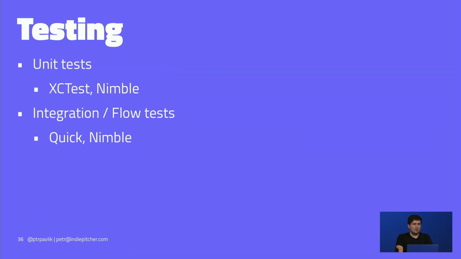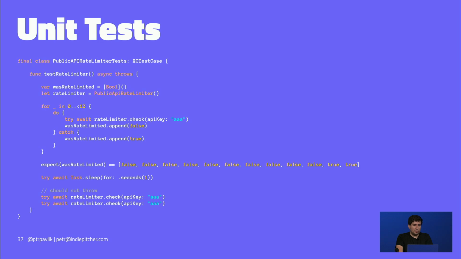And testing. So I have some unit tests and integration tests, or flow tests, as some people call them, which basically, my understanding is that this is testing of hitting endpoints. For unit tests, I usually use regular XCTest. This is an example of a rate limiter that I have for the public API.